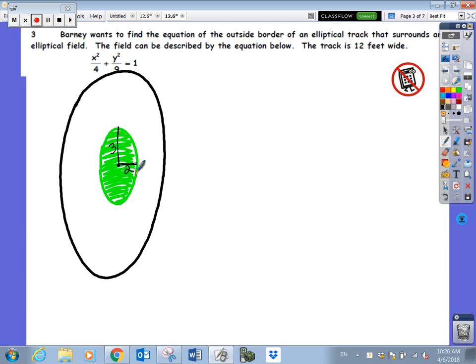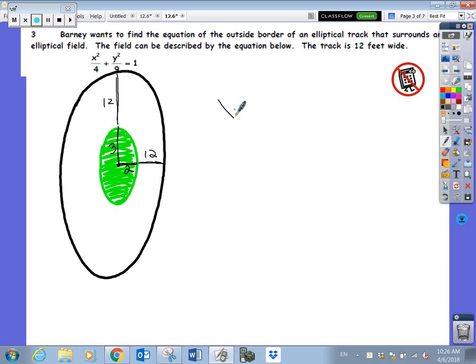The reason we knew that is because the bigger number was under the y. The bigger number, in ellipses, a squared is the bigger number. And since it's under the y, it moves up and down. That's why the 3 went up and down and the 2 went side to side. Now this track, so think about any track you've seen, okay? This is the area in the middle. This track, it tells us, is 12 feet wide. So this is 12 and this is 12, just the track part, not the inside field. But we want to know the equation of that big ellipse.